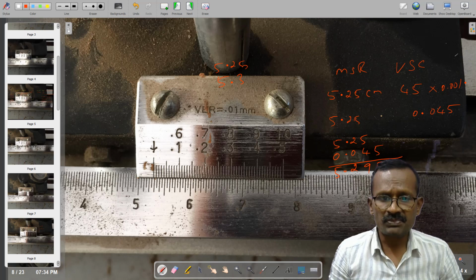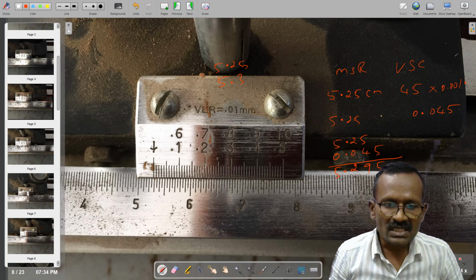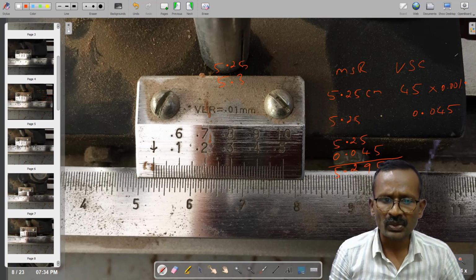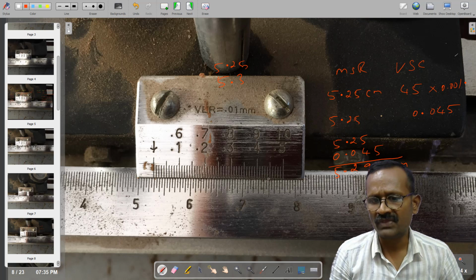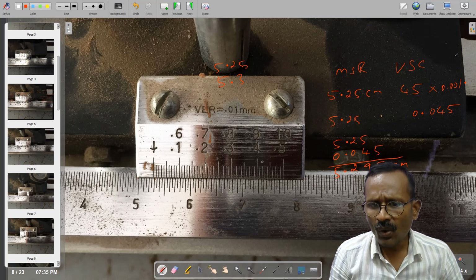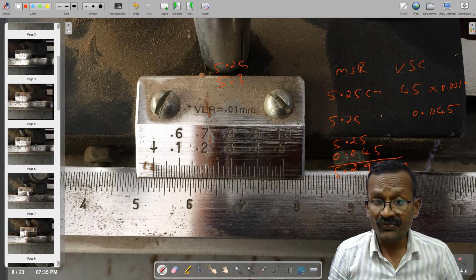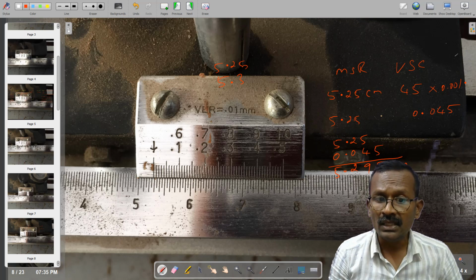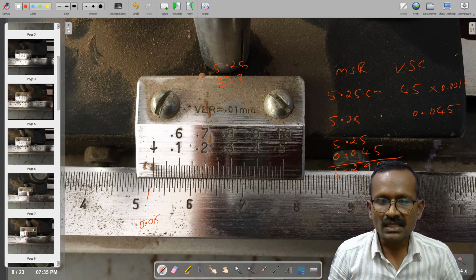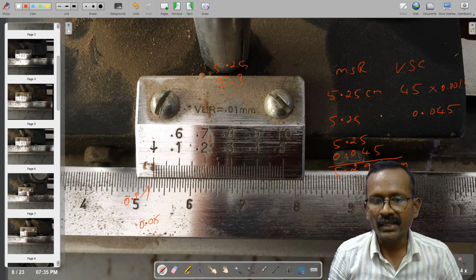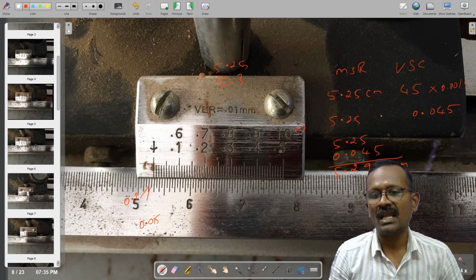See the question he asked me. Now I go to this, it is 5.2. It crosses the 5.2. What about this one? This is the coincidence, 45th line. Now it crossed what? The 0.05 division. This is a 0.05 division, and this is 0.1 division. It crossed the 0.05 division. In this case, you have to go to this upper scale.